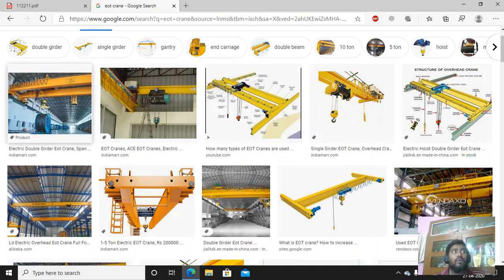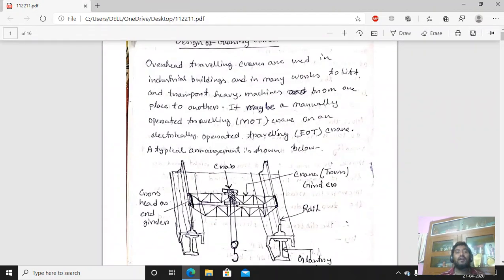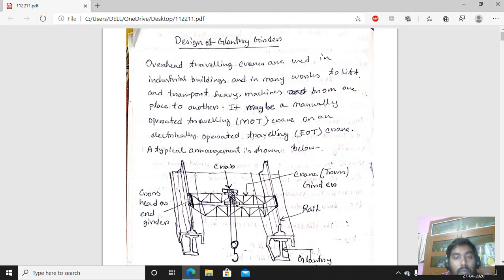So what I want to tell is that the EOT crane moves on a member. The member is called the Gantry Girder. So you will understand how to design the member. Basically, we will see that. Let us first see what is the basic funda of a Gantry Girder. Now, there are manually operated traveling cranes and electrically operated traveling cranes.